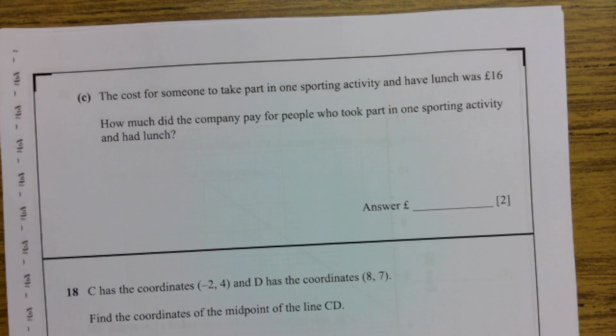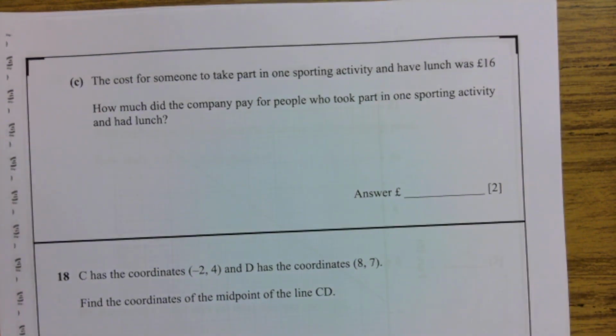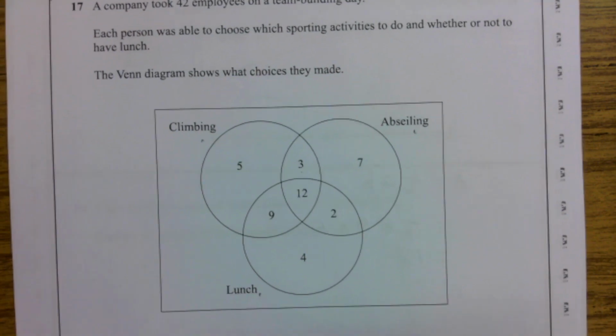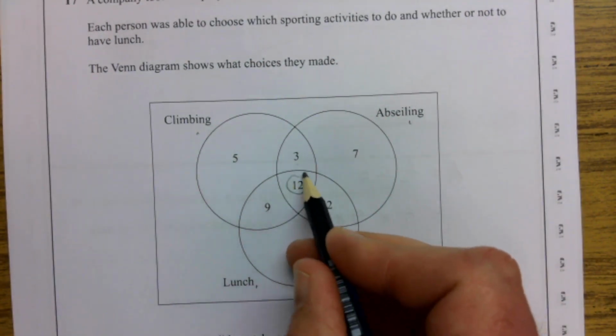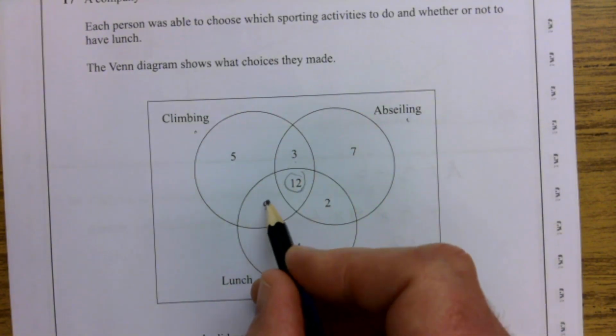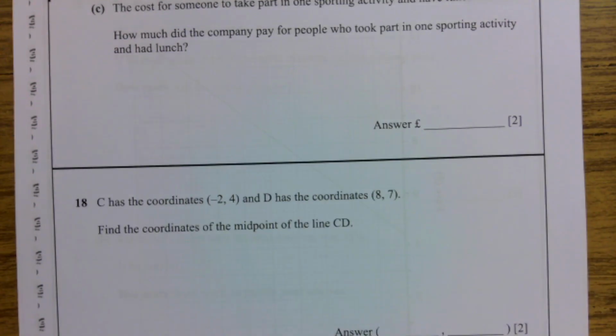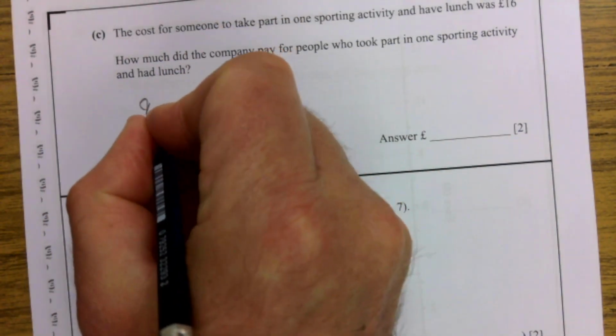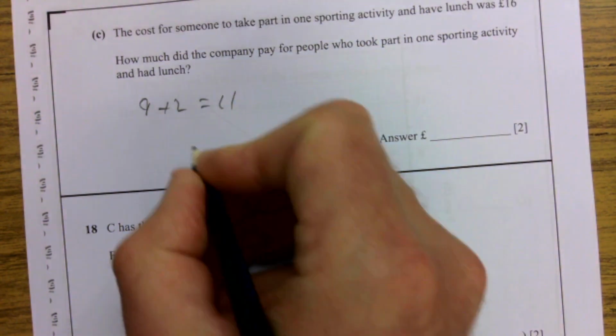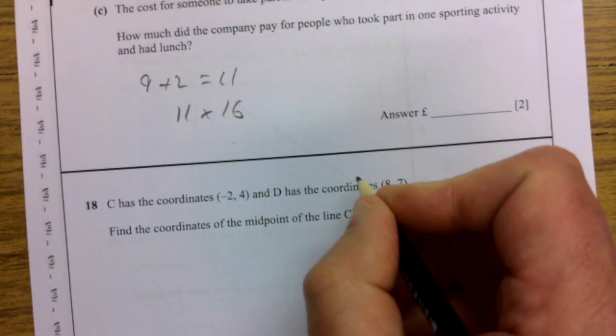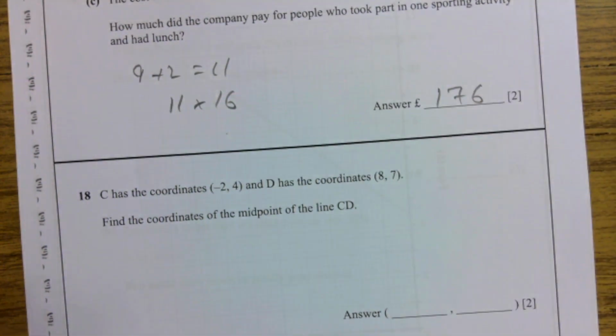The cost for someone to take part in one sporting activity and have lunch was £16. How much did the company pay for people who took part in one sporting activity and had lunch? So who took part in one sporting activity and had lunch? Not these people, they did all 3. So it's not that one there and that one there, so it's just the 9 and the 2. So the 9 plus 2 is 11, and then 11 times 16 gives you 176 pounds.